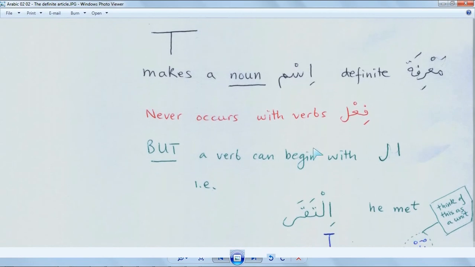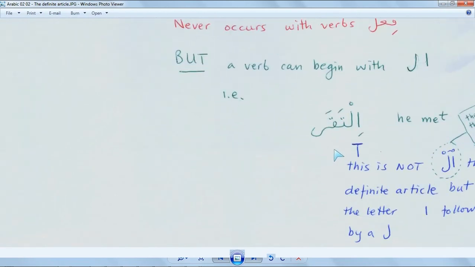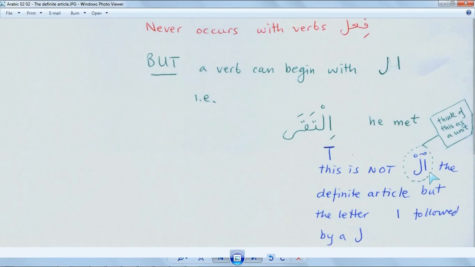But you must be careful. Sometimes you can have a verb which begins with the letters alif, lam. An example here is iltaqa, he met. Here, this is an alif and lam, and it may resemble the alif lam of the definite article, the, but this is not the taqa, it's part of the verb, and it just happens to have an alif which is followed by a lam, and it just resembles the alif lam of the. So this is not the definite article al, but the letter alif followed by a lam.